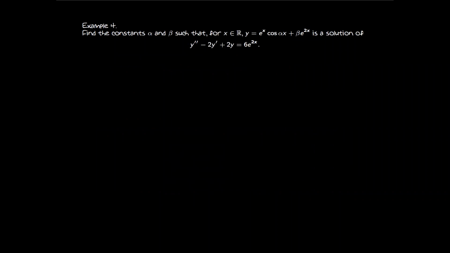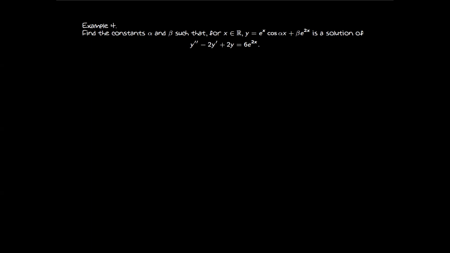Example 4. This example is similar to example 3, but it's going to be a little bit more difficult because you're going to have 2 constants involved. So you have to specify both the alpha and the beta. You can see the alpha here is the argument for the cosine part, and the beta is the coefficient for this exponential part.